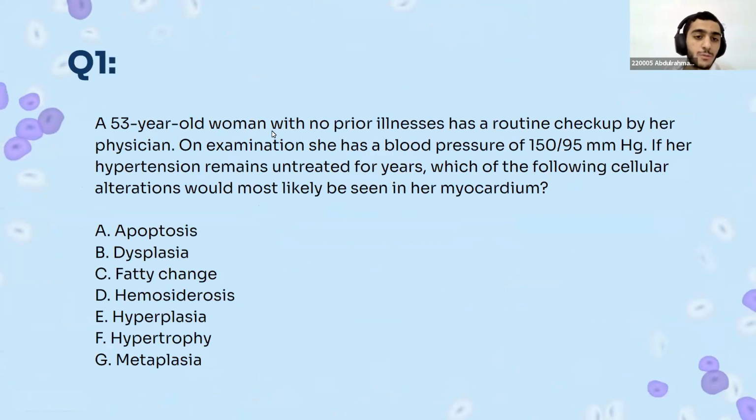A 53-year-old woman with no prior illnesses has a routine checkup by her physician. On examination, she has a blood pressure of 150 over 95. If her hypertension remains untreated, which of the following alterations would most likely be seen in her myocardium?